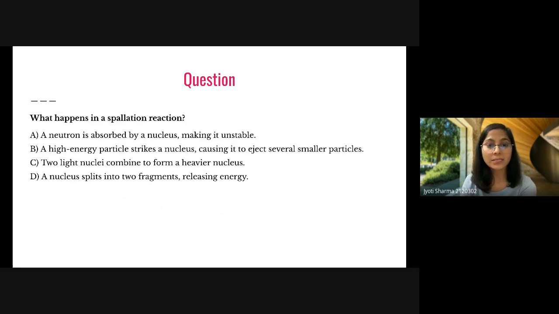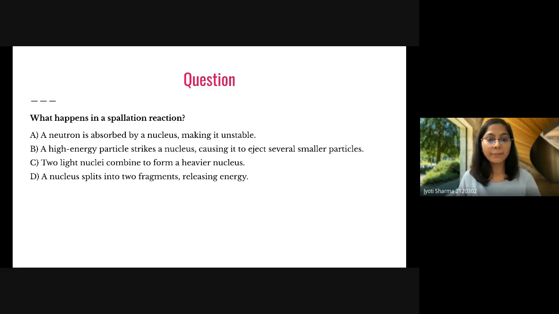Okay, this is the last question, I think. What happens in a spallation reaction? A, a neutron is absorbed by a nucleus, making it unstable; B, a high energy particle strikes a nucleus, causing it to eject several smaller particles; C, two lighter nuclei combine to form a heavier nucleus; and D, a nucleus splits into two fragments, releasing energy. Dilip Kumar gave me answer B.